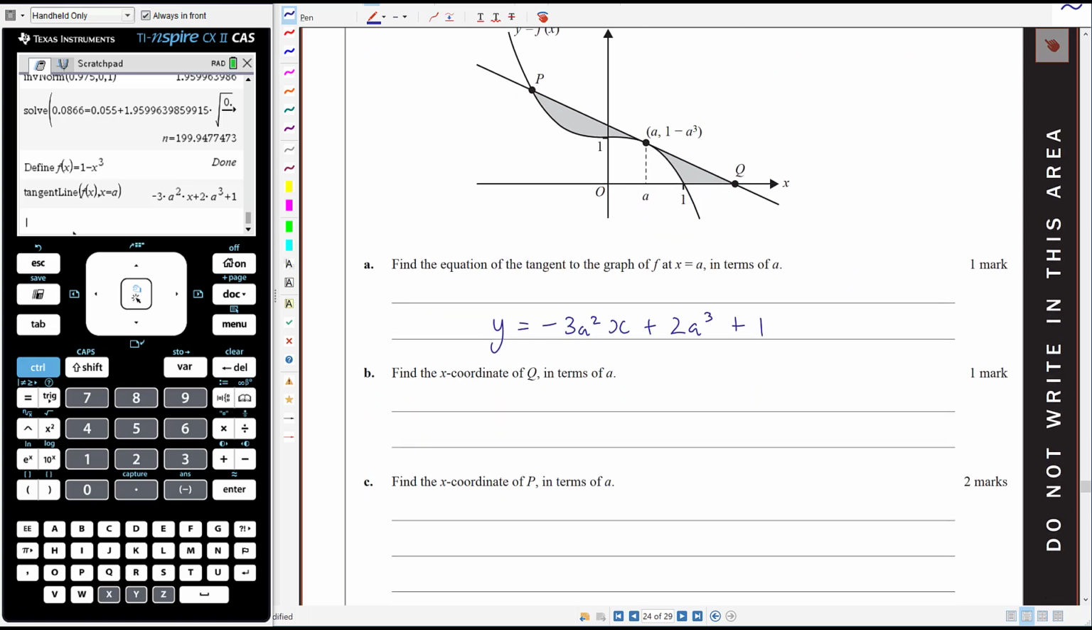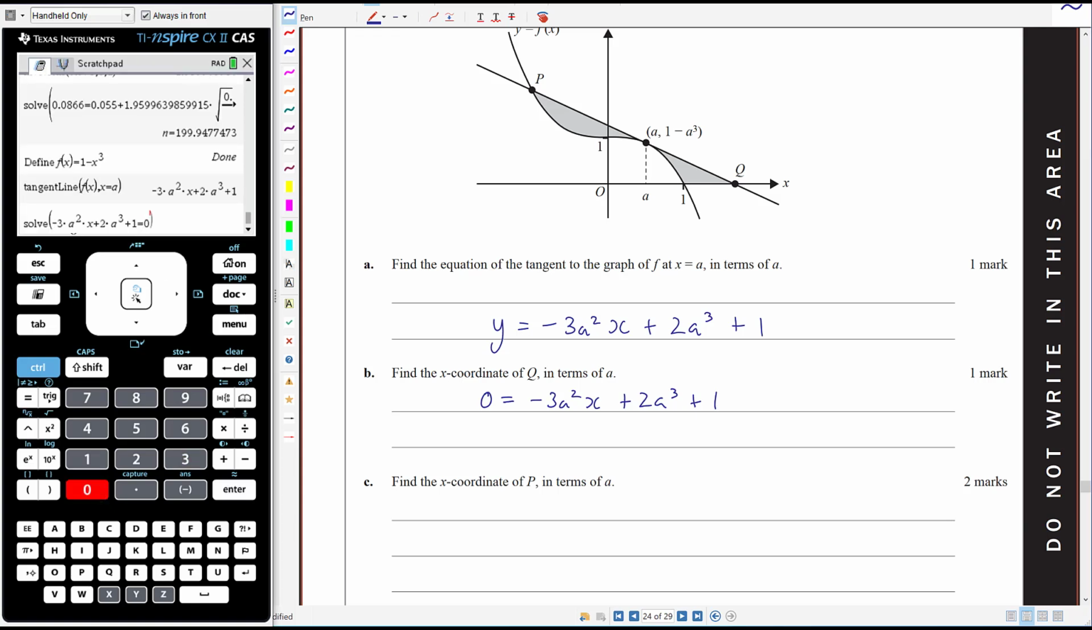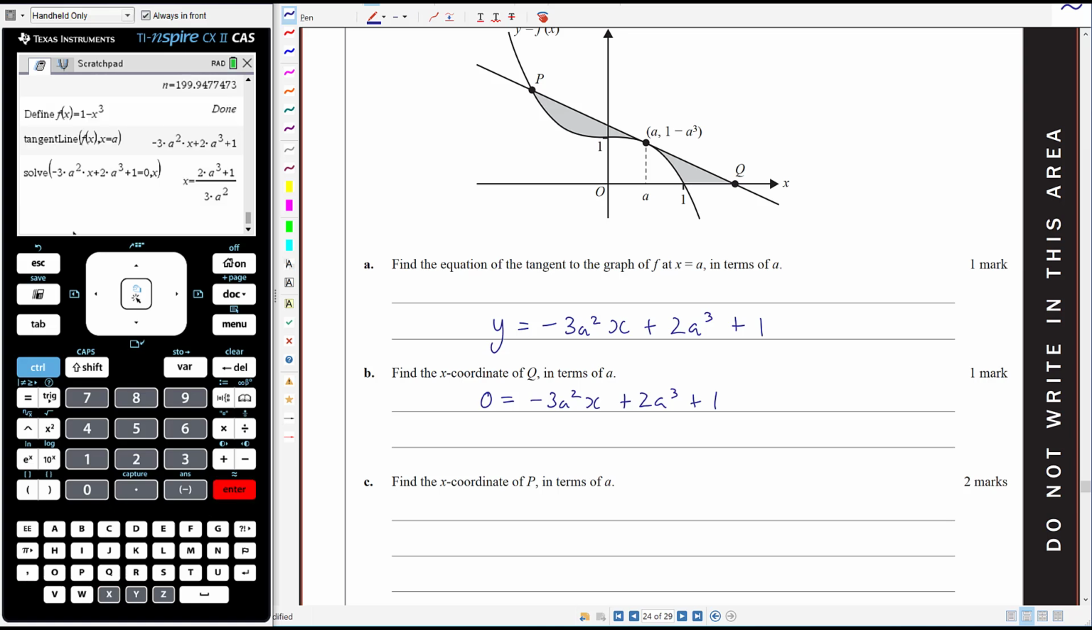Find the x-coordinate of q in terms of a. Okay, so q is the x-intercept of the tangent, so that's going to be when 0 equals negative 3a squared x plus 2a cubed plus 1. So if we solve this equal to 0 for x, we find that x is equal to 2a cubed plus 1 over 3a squared. And we only want the x-coordinate, so that's fine.